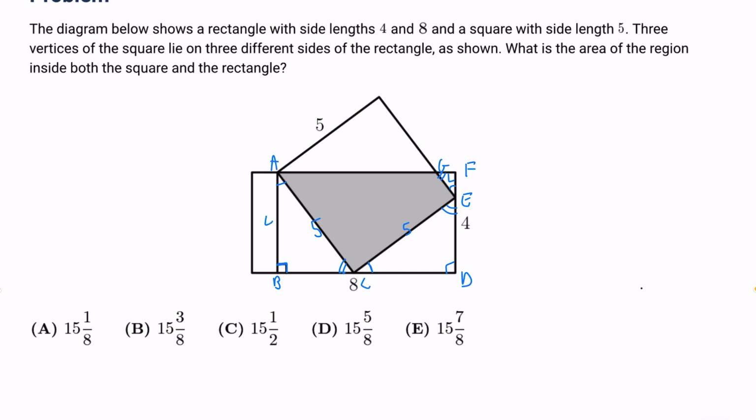So that means that AB would be 4. We already know that AC is 5 because of the square, and we know that it's a right angle, so that means that BC must be 3 because it is a 3, 4, 5 right triangle. So that's just like a triple that we should know. That's like one of the most basic triples for right triangles.